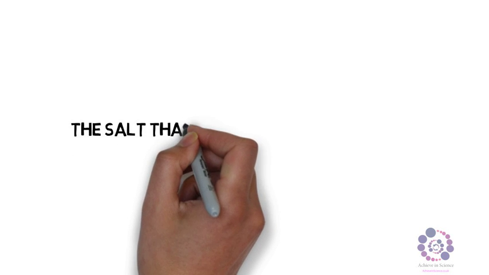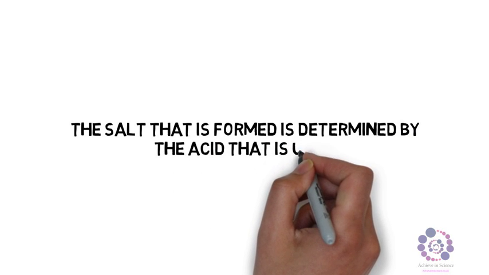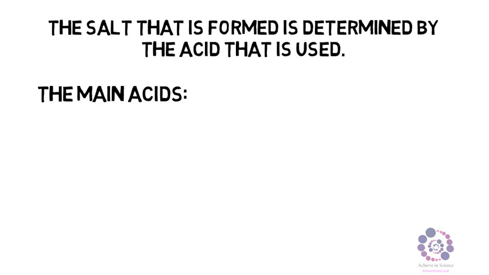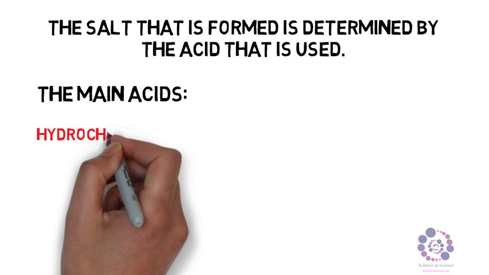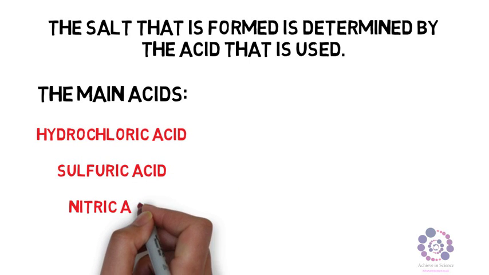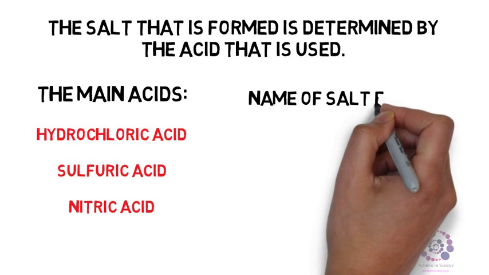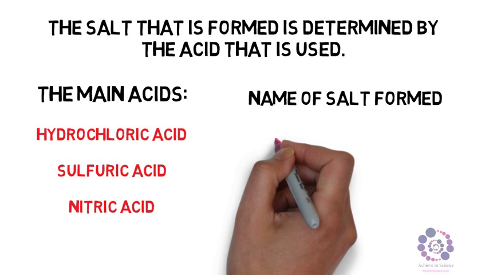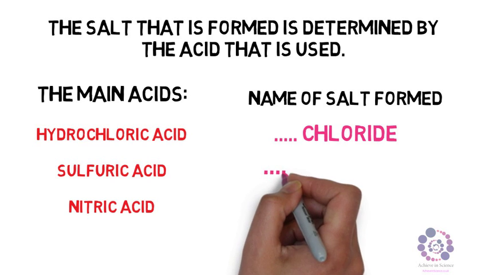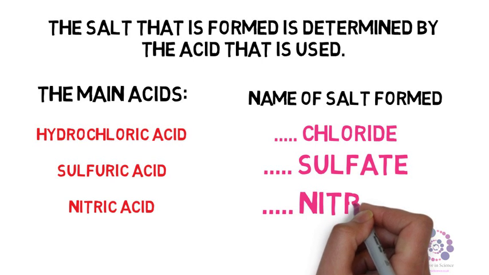Now we have to look at what name is given to the salt that is formed. This is determined by the acid that has been used. So the main acids that you will tend to use are hydrochloric acid, sulfuric acid, and nitric acid. If you use these acids, the name of the salt will be determined, and therefore it will be something chloride if you use hydrochloric acid. It'd be something sulfate if you use sulfuric acid, and it'd be something nitrate if you use nitric acid.